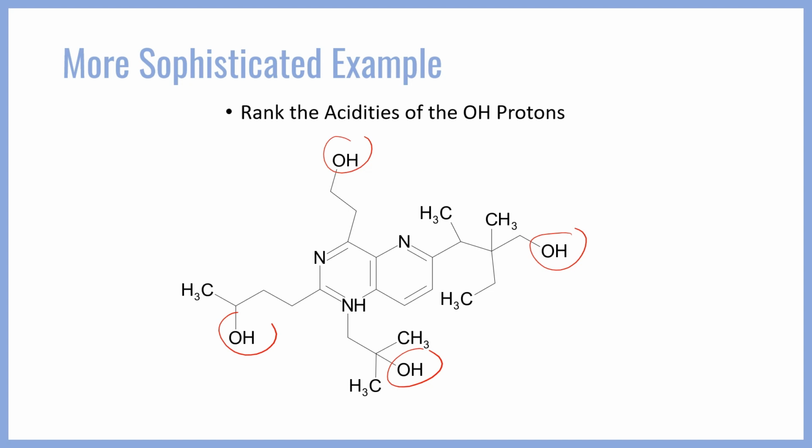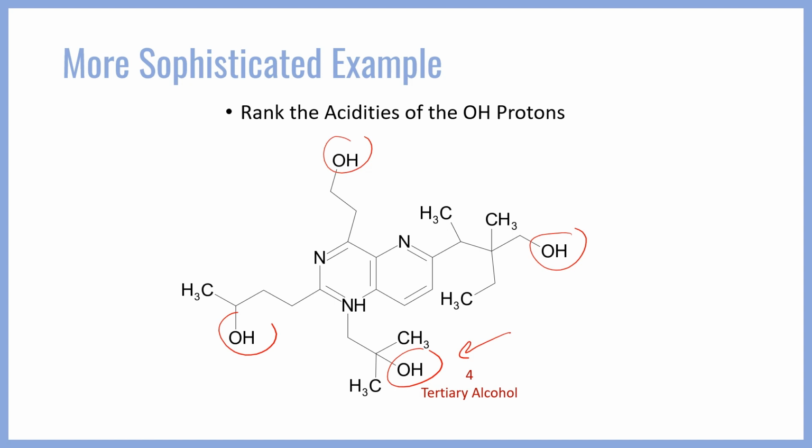It's probably easiest to start with which one is going to be the worst, which is the least acidic. Well, do we have any tertiary hydroxyl groups? And the answer is yes. This hydroxyl group here is tertiary. It is going to be the least acidic because solvents are going to have the hardest time approaching it. All right, so this is going to be our least acidic. Number 4 is our tertiary alcohol.